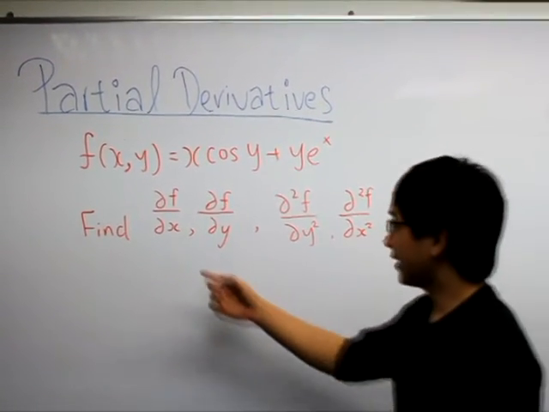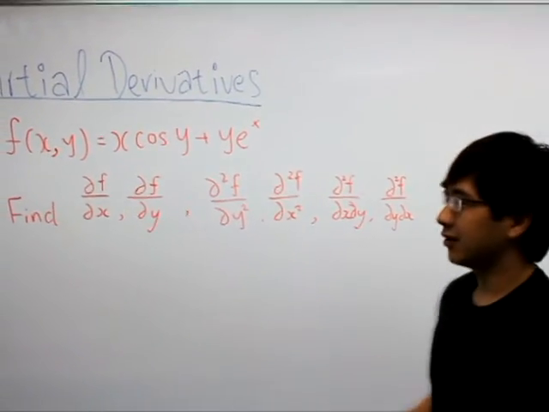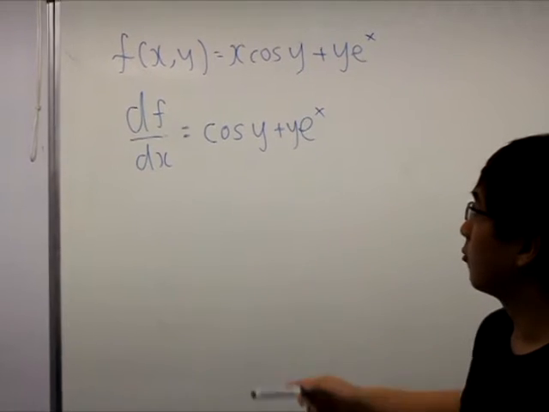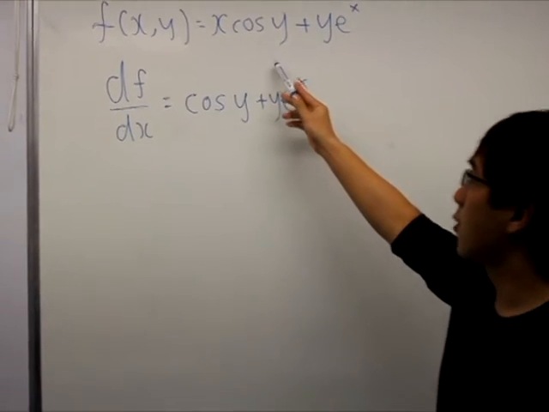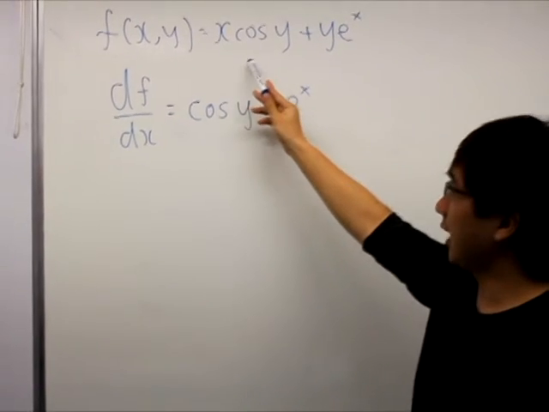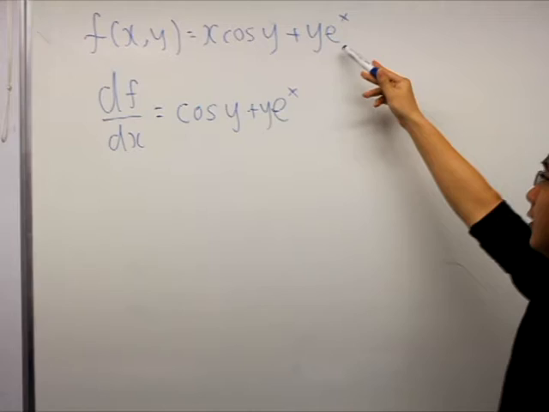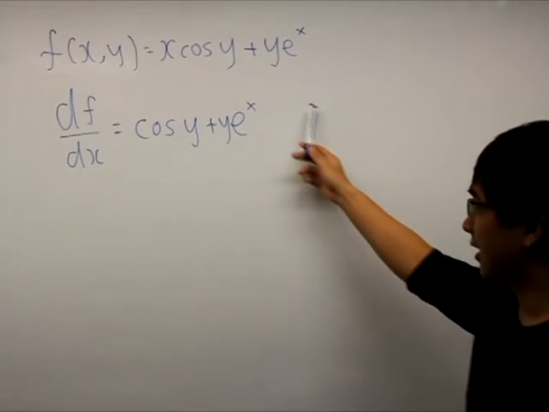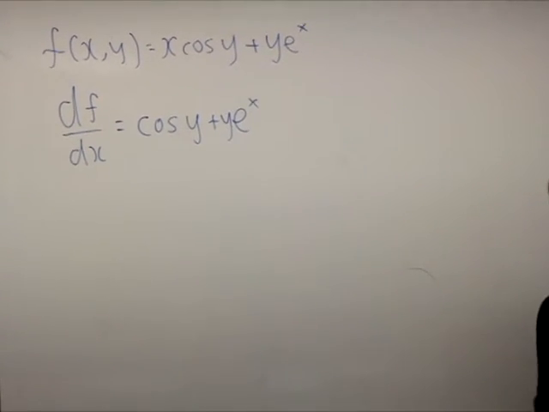To find df over dx, you have to differentiate the function in terms of x. To do that, we can assume y is a constant. In this case, cos y is a constant, so when you differentiate in terms of x, you just ignore the cos y. So you actually get 1 times cos y. And for this part, since you differentiate with respect to x, you get e^x. So we just keep the y times e^x.